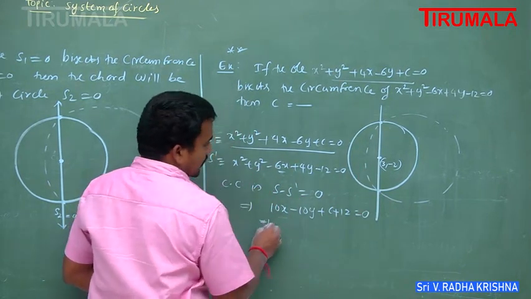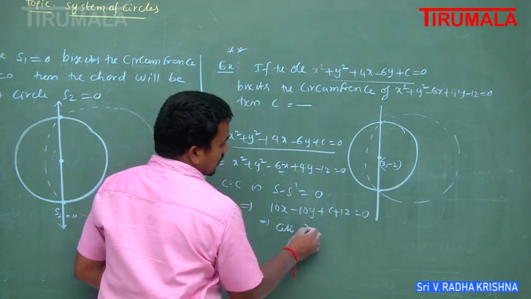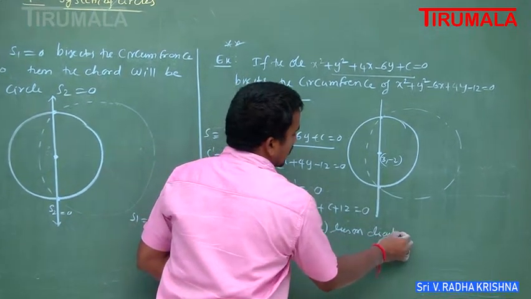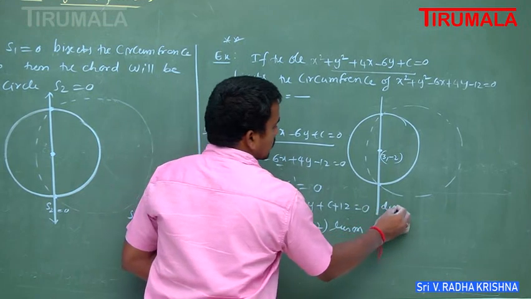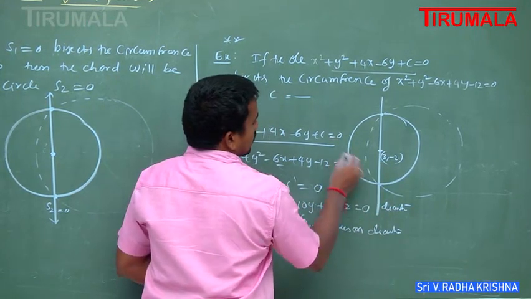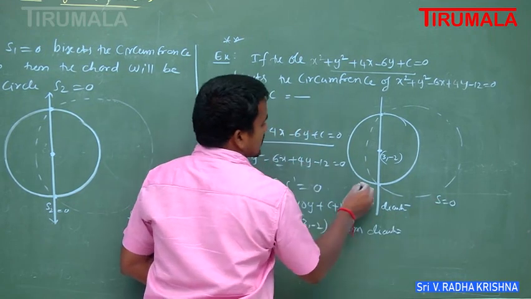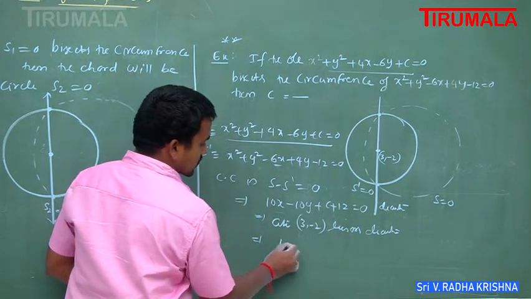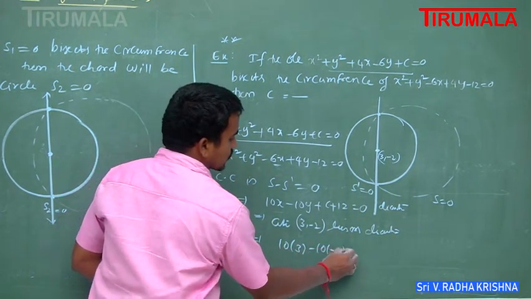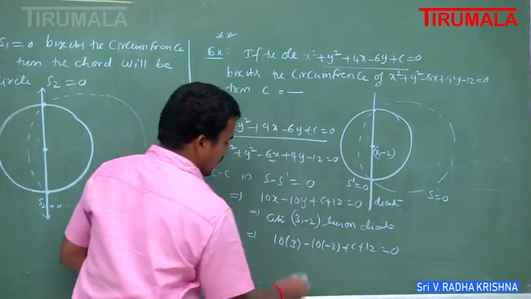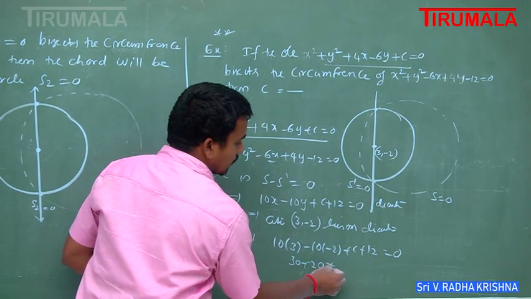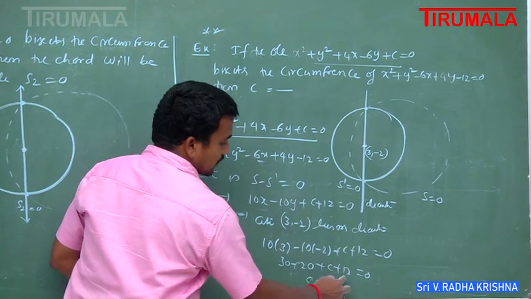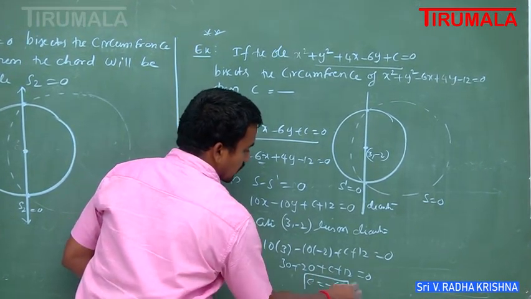So here the center 3 comma minus 2 lies on the diameter. This is the circle S equal to 0, this is S dash equal to 0, and the center lies on the diameter. So substitute these values: 10 into 3 minus 10 into minus 2 plus c plus 12 equal to 0. Here 30 plus 20 plus c plus 12 equal to 0. So the c value equals minus 62. So completed.